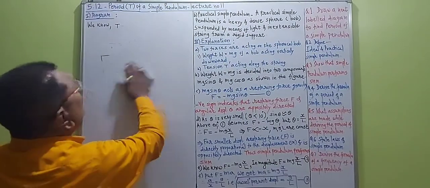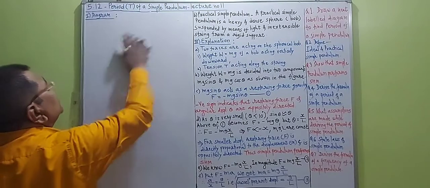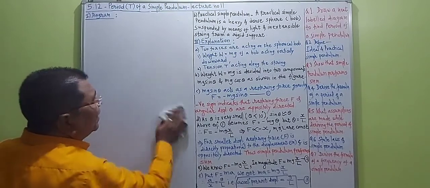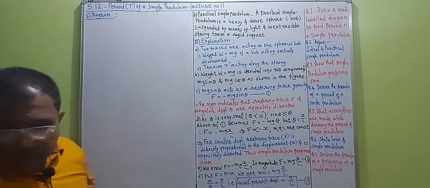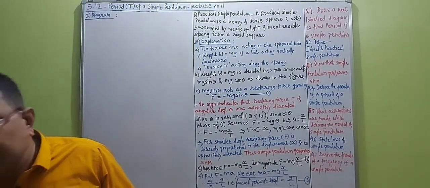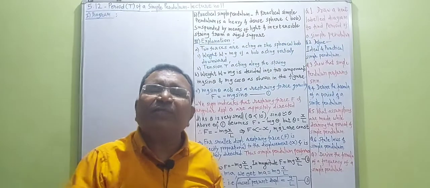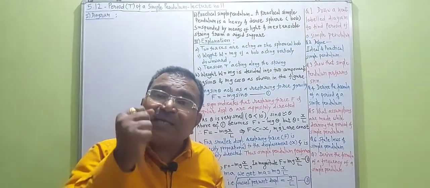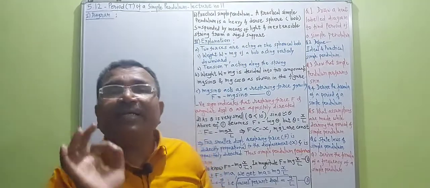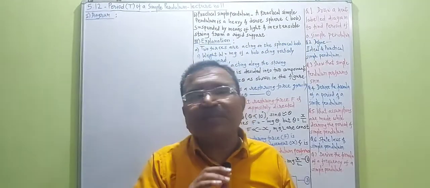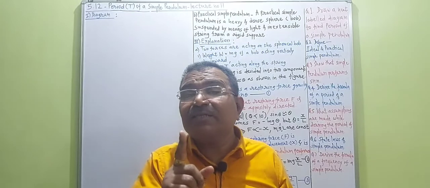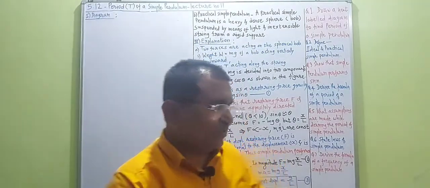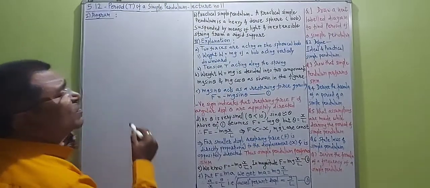Question number 5. What assumptions did we make while determining the period of a simple pendulum? When we determine the period of a simple pendulum, what precautions do we take? What are our initial fundamental assumptions while determining the period of a simple pendulum? The first assumption is that the length of the pendulum should be large. We will write here assumptions.